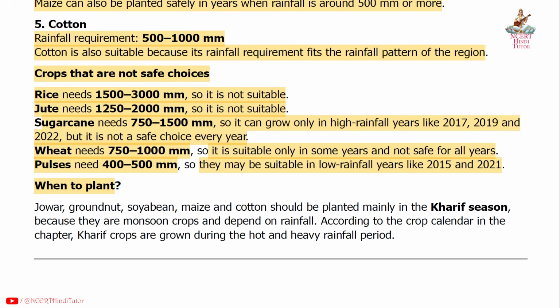When to plant? Jowar, groundnut, soybean, maize, and cotton should be planted mainly in the Kharif season because they are monsoon crops and depend on rainfall. According to the crop calendar in the chapter, Kharif crops are grown during the hot and heavy rainfall period.